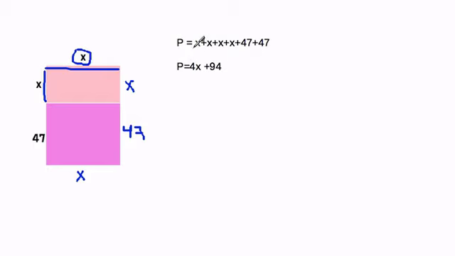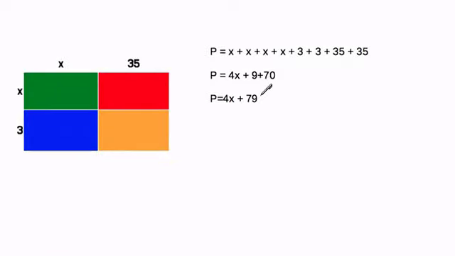But we got to simplify. This expression has to become 4x plus 47 plus 47. That will be 94. And that's going to be our algebraic expression for this shape, for this rectangle. All right, now how about this one?